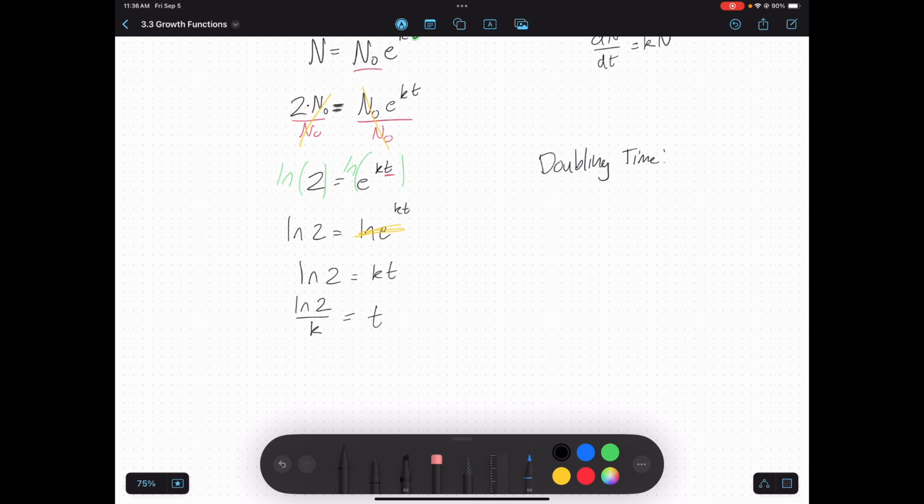And you'll see this on your formula sheet. But in order to find the time it takes for your function to double, so that's what capital T sub 2 means, it's the time it takes your exponential function to double, you just take the natural log of 2 and divide it by your growth rate. And that's it.